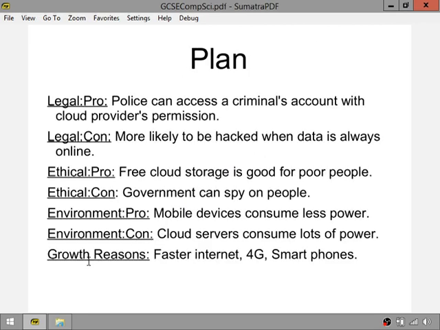So I've updated my plan to include the reasons for large growth, and I came up with the following reasons. Because internet is getting faster, because there is better mobile data coverage, and because smartphones are more popular. And smartphones, because they're not as powerful as desktop computers, have a need for cloud storage to look after their files and process data for them. So once we've got a completed plan, a plan that could potentially get us in the green category, we need to start converting it into an essay.